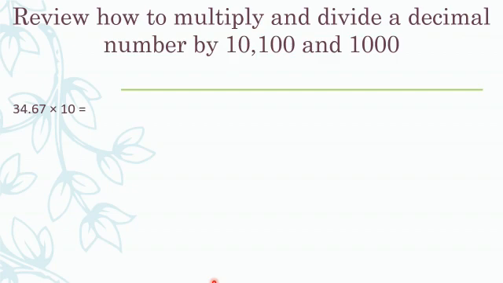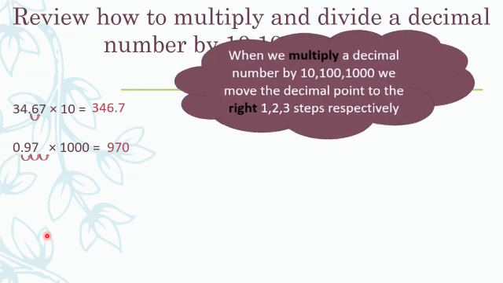34.67 times 10. Since we are multiplying by 10, the decimal point in this decimal number will be moved one step to the right, as we know. So the answer is equal to 346.7. 0.97 times 1000. Since we are multiplying by 1000, the decimal point will be moved 3 steps to the right. 1, 2, 3. And the answer will be equal to 970.